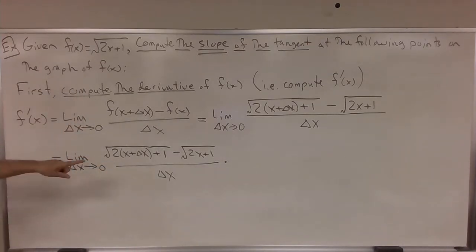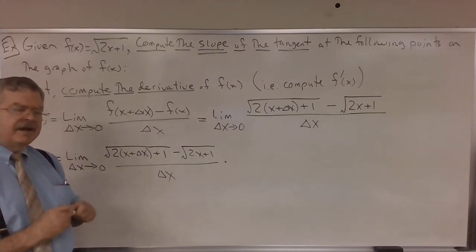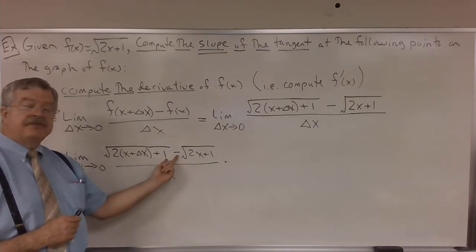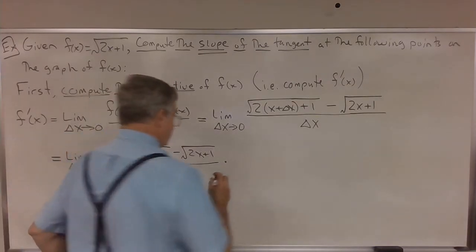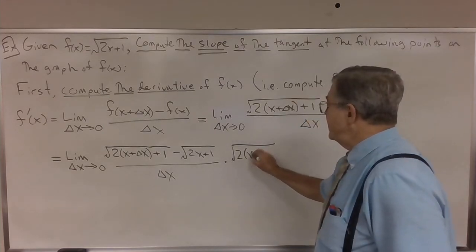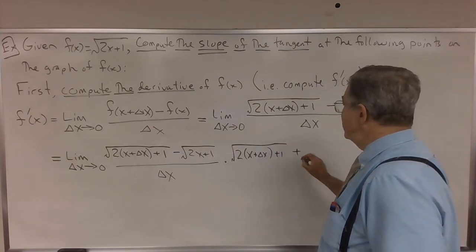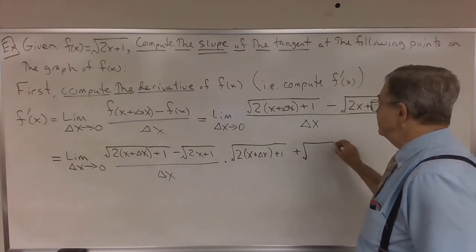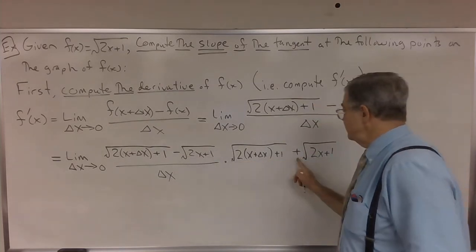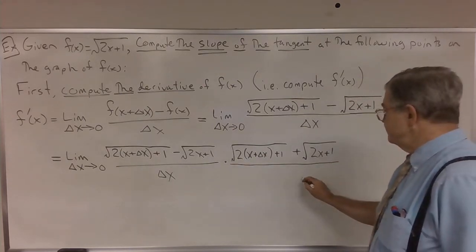Okay, there's our original expression. And to get the radical conjugate, we take these two square roots and change the sign in between. So we'll have square root of 2x plus delta x plus 1 plus square root of 2x plus 1. You see, we changed the sign in between. And now we have to multiply the denominator by the same thing.